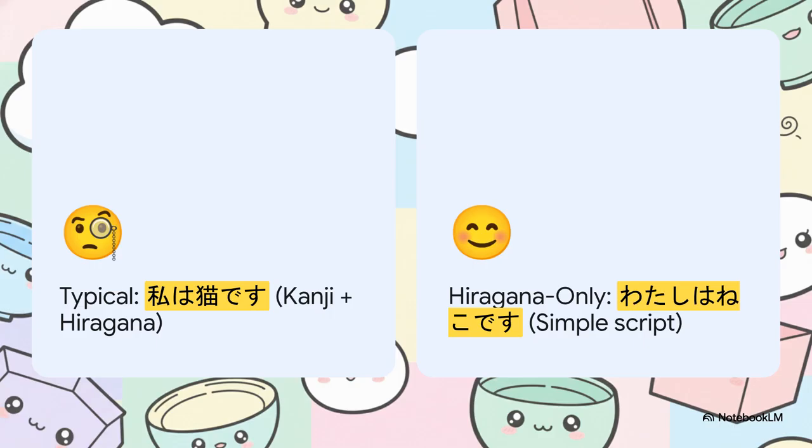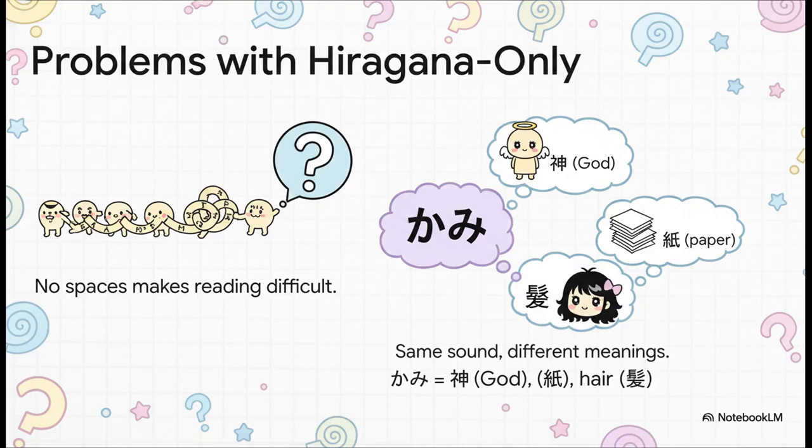Can you feel the difference? The whole texture just changes. So you might be thinking, why not just use the simple script all the time? Well, it would be a total nightmare to read. First off, Japanese doesn't use spaces between words, so the bigger kanji act like these crucial signposts that show you where one word ends and the next one begins. But even more important, so many words sound exactly the same. The sound kami written in hiragana could mean God or paper or hair. Without those unique kanji to tell you which is which, you would be completely lost.